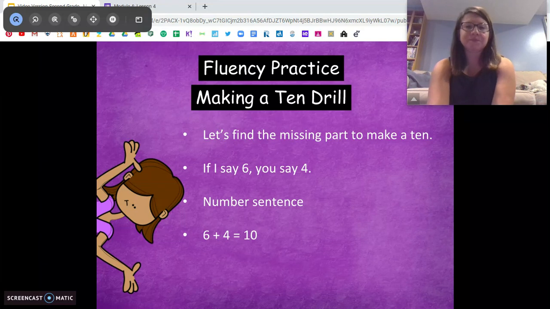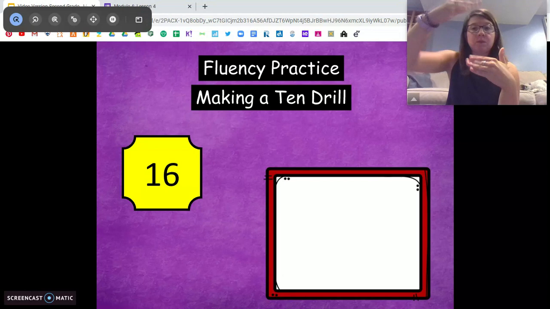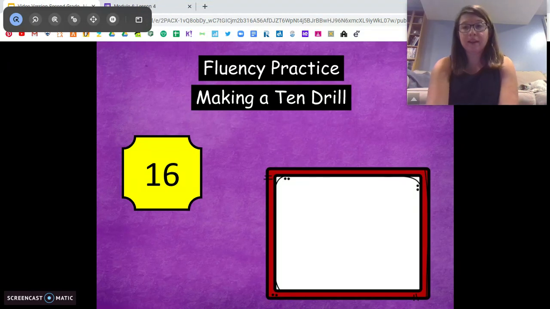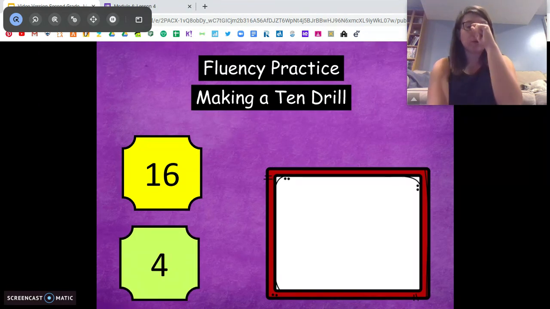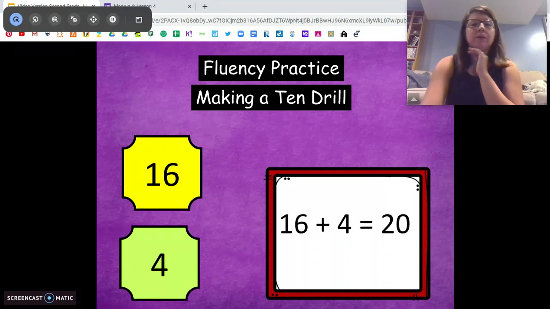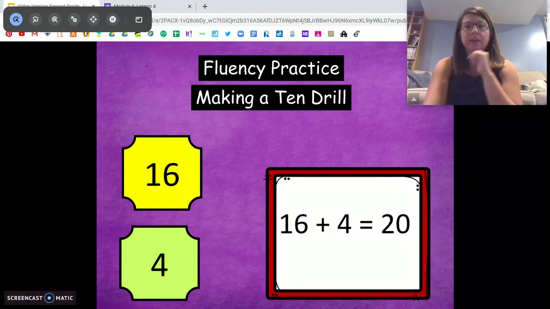So you're going to tell me how many when I snap my fingers, and then we're going to say the number sentence. So I'm going to give you 16. You're going to the next 10. Not going back to 10. You're going to the next 10. How many more do we need to get there? 4. Good. So we're going to put that in a number sentence now. Go ahead. Good. 16 plus 4 equals 20. Good for not going down to 10. We're going to go up to the next 10, which is 20.